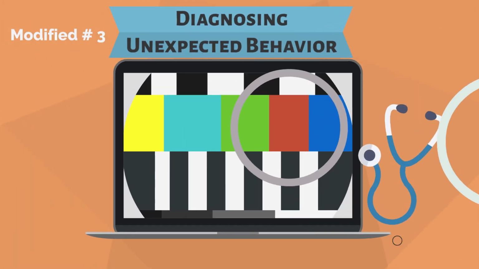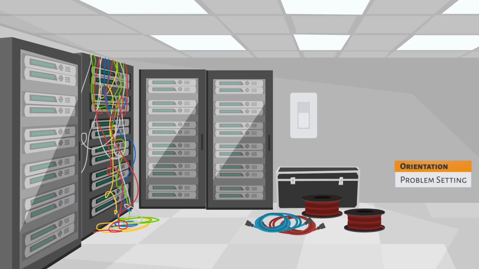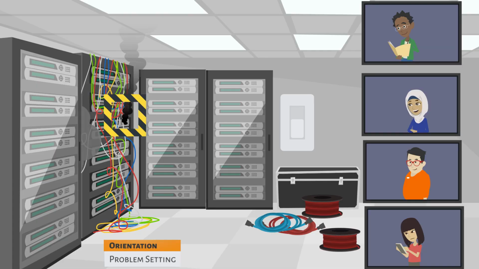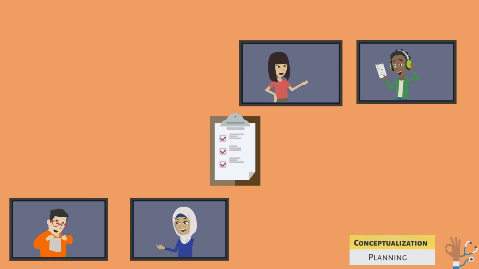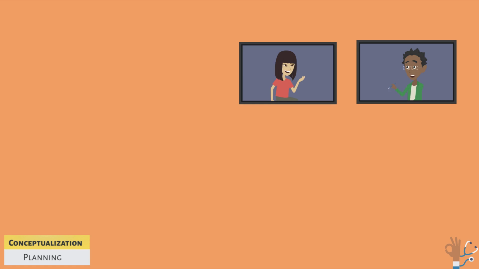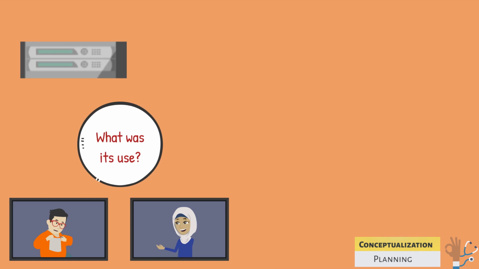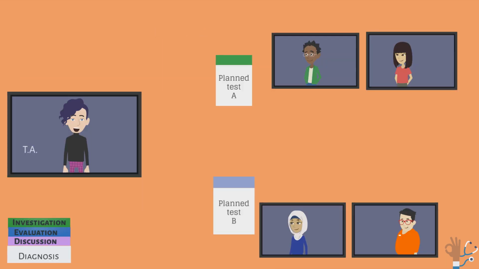Third, diagnosing unexpected behavior. The final adaptation begins by presenting students with a scenario where a circuit is no longer working properly. The students are tasked with diagnosing what has gone wrong. In their lab groups, students use the list of potential diagnostic investigations to plan their approach. For example, they can test if individual circuit components are working, if the circuit was constructed properly, or ask questions about how the circuit was being used. The lab TA provides lab groups with corresponding data for the planned tests. Reflecting on the output, students can choose further investigations until they have diagnosed the circuit.